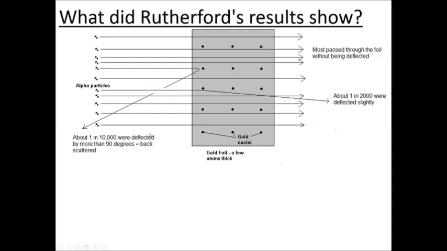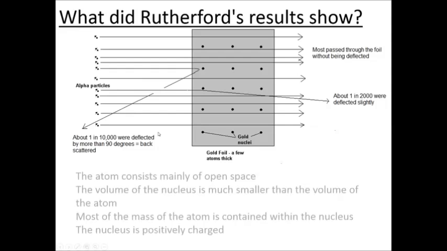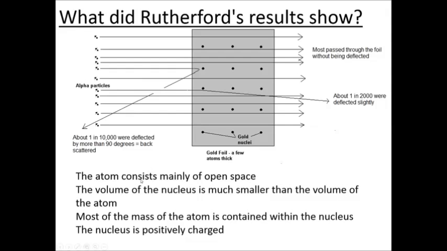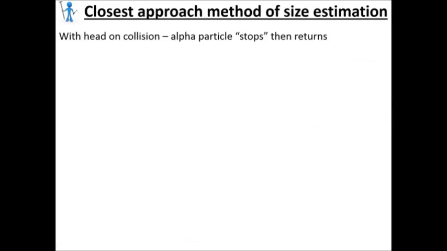They just didn't expect this, and this is what forced them to come up with a new model for the atom, which is what you've probably been studying at school for years, known as the planetary model, with a nucleus in the centre and the electrons going around the outside. So, in revision, what did the results prove? Most pass through the foil, so therefore the atom is mainly open space. The volume of the nucleus is much smaller than the volume of the atom, and most of the mass of the atom is contained within the nucleus, and the nucleus is positively charged. So this is what we can deduce from the evidence that Rutherford's experiment showed us.